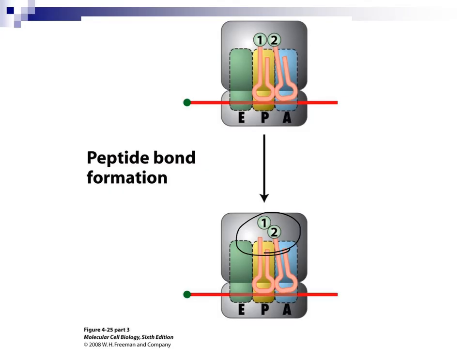Now notice in this case where amino acid number 1 ends up. It leaves the transfer RNA and joins to the amino acid number 2. So now both amino acids are associated with the one transfer RNA that's in slot A. That's very important, that the amino acid that's in slot P leaves the transfer RNA in slot P, and joins with the amino acid on the transfer RNA in slot A.